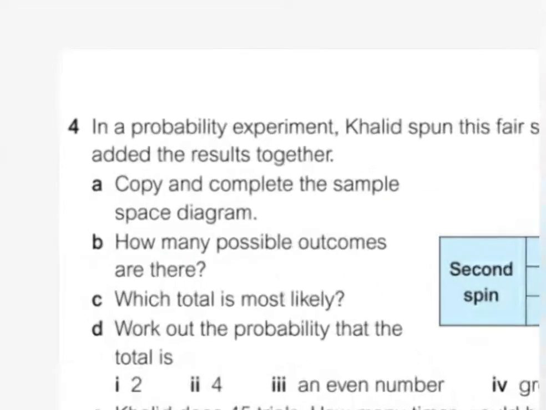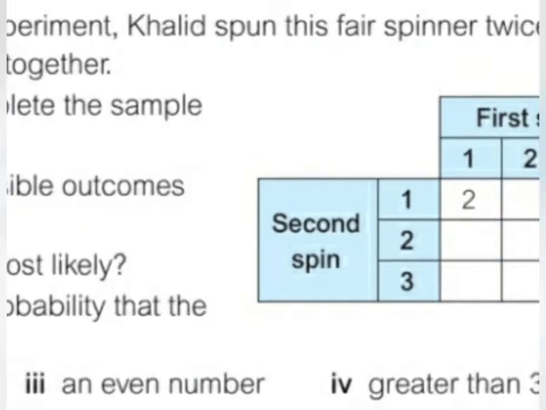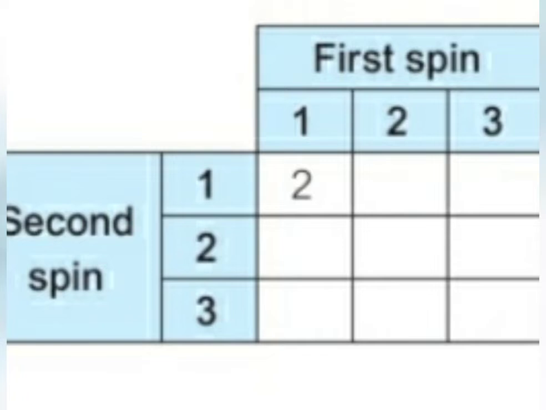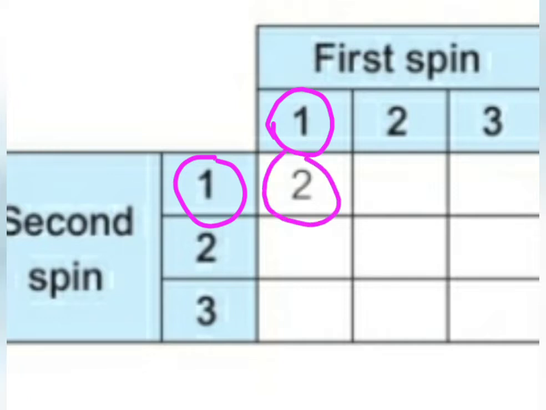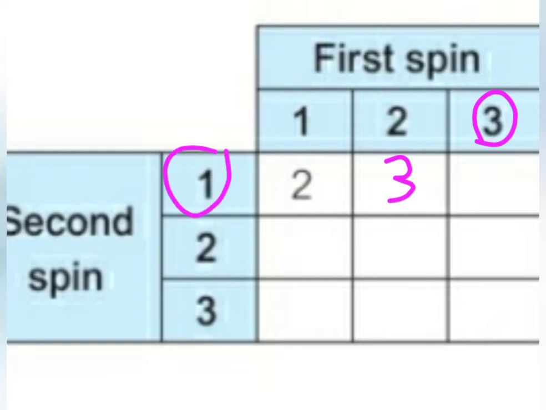First question says copy and complete the sample space diagram. Let's take a look at the sample space diagram and complete it together. As you can see here, from the first spin, he got 1, and the second spin, he got 1. So when you add them together, you get 2. Basically here, we added the outcomes of the spins. We're going to do the same for the rest. If you get 2 and 1, you'll add them to get, very good, 3. And here you add 3 and 1, they're going to be 4.